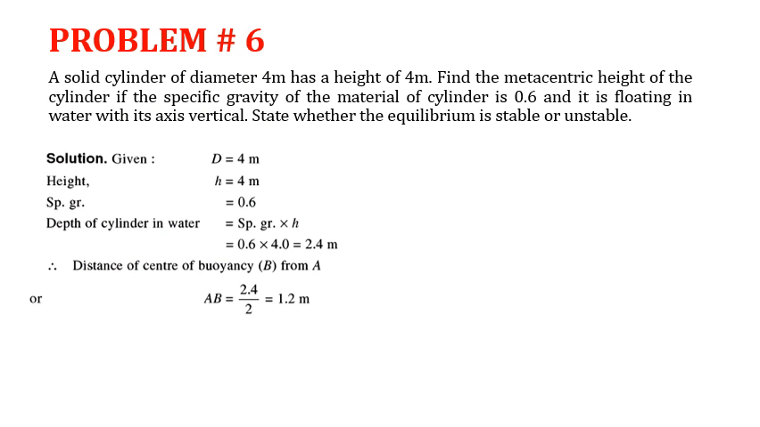So the last numerical problem is: a solid cylinder of diameter 4 meter has a height 4 meter. Find the metacentric height of the cylinder if the specific gravity of the material of cylinder is 0.6 and it is floating in water with its axis vertical. State whether the equilibrium is stable or unstable.